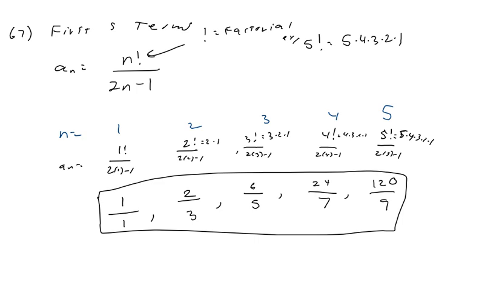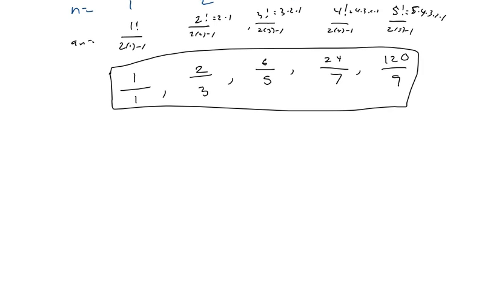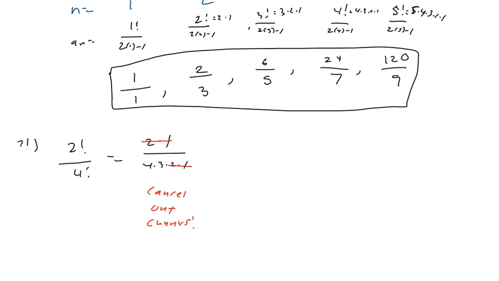Let me quickly do 71, just so you have it all. 2 factorial over 4 factorial. Just remember, this means 2 times 1 over 4 times 3 times 2 times 1. And we want to cancel out chunks. So this is going to be 1 over 4 times 3, which is just 1 over 12. So with factorial math, we can just do these cancelings. Really simple.